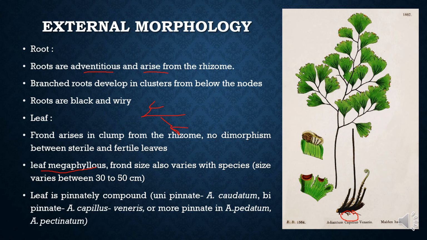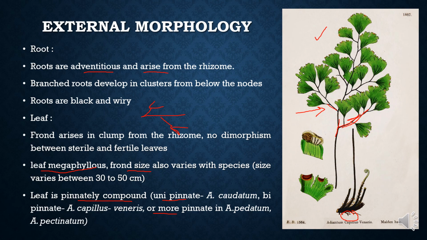So the leaf of Adiantum is megaphyllous, but the frond size depends upon the species, and the frond is pinnately compound. How many times it divides, that is uni or bi or more than twice pinnate, depends upon the species. This is an example. This is Capillus veneris, where we see that the main pinna is divided several times, and these branches, that is branch rachis, bear pinna. So this type of arrangement is found in Capillus veneris, but other types of arrangement are also found.